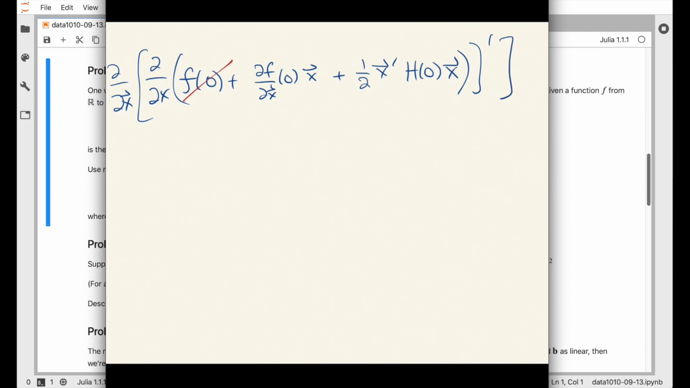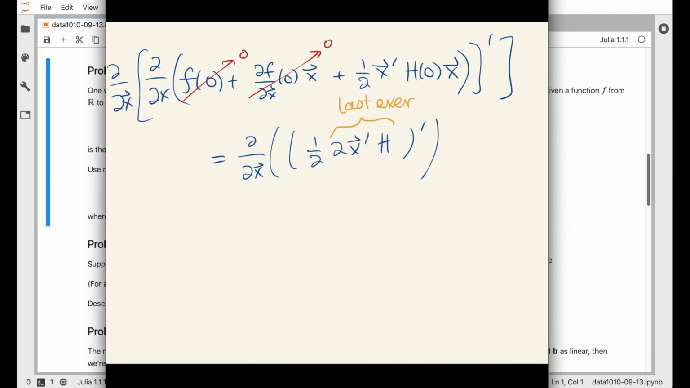So the constant term and the linear term are going to go to 0 when we take the second derivative. I will leave that part out of it and focus on this last term, but you could also just apply rules there and get to the same result. So first, taking the derivative with respect to x, we get 1/2 times 2x transpose H, all transpose, and then we need to take one more derivative. And that step just comes from the previous exercise. Taking the transpose, we just get Hx, because 1/2 and 2 cancel. And that derivative is just going to be H.